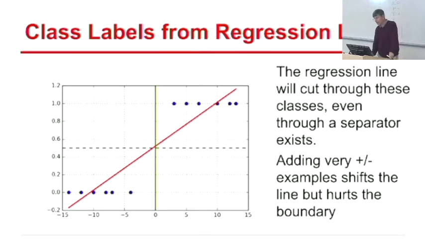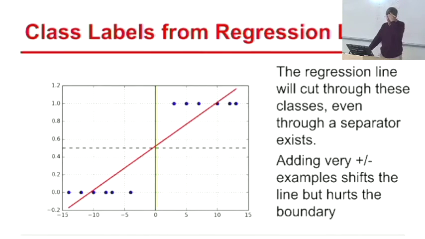So the right thing that you want is a separator. This class predictor thing is not a separator. If our regression line is trying to predict the class number, that is different from looking for a separator. Does everybody agree with that?